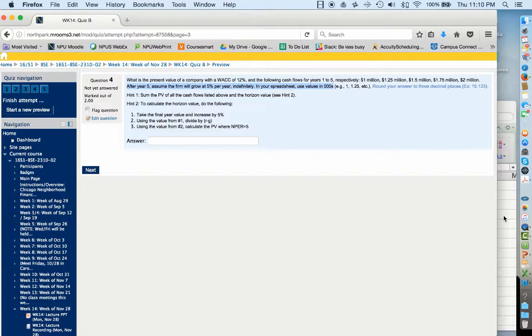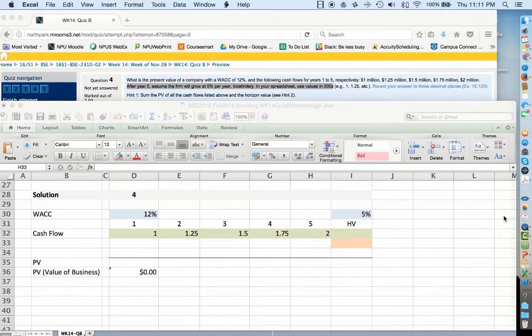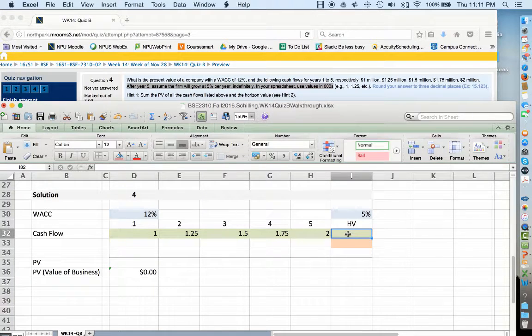What I do then with that information, going back to my spreadsheet, is the following. I take the prior year, which is year 5, and those cash flows, and I'm going to increase them by 5%. So to do that, I will take the 2 million times 1 plus that growth rate of 5%. What that means is that the horizon value cash flow, the single cash flow, is 2.1. Now what I have to do is take the 2.1 and calculate the perpetuity.